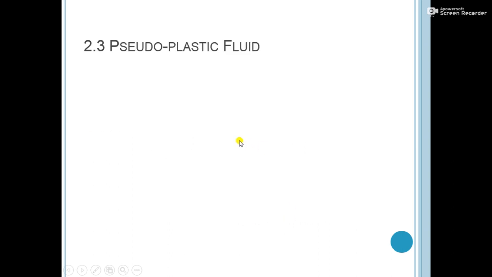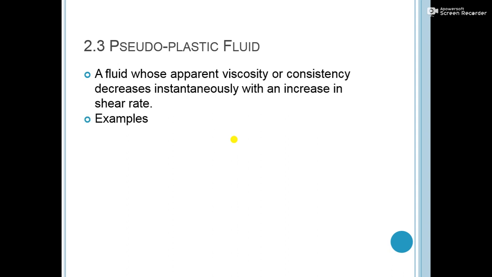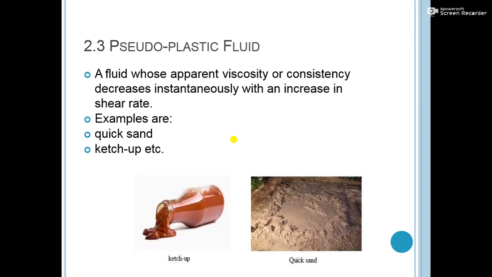Next fluid is pseudoplastic fluid. A fluid whose apparent viscosity or consistency decreases with increase in shear stress is known as pseudoplastic fluid. Examples of these fluids are quicksand, ketchup, etc. So these are a few examples of pseudoplastic fluid.